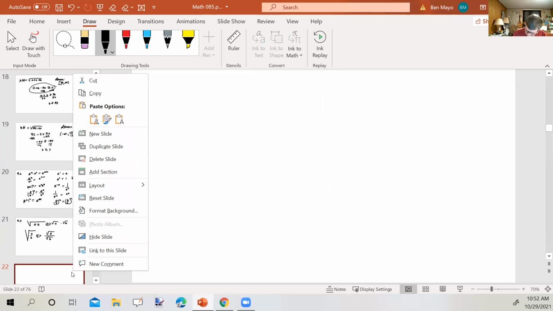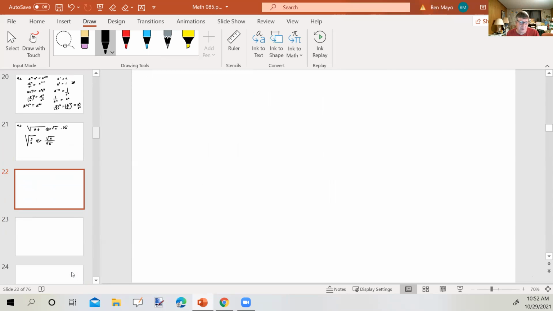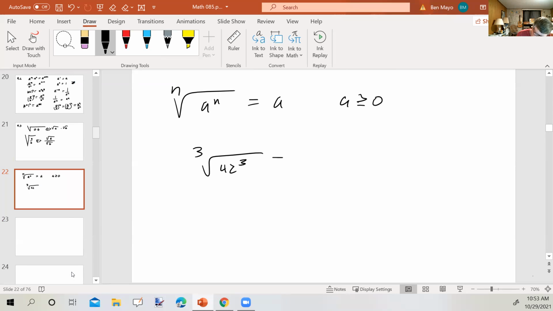Simplifying a radical doesn't necessarily mean the answer looks nicer. It means we've kicked everything outside of the radical that we can. And we use this fact: the nth root of a to the n equals a if a is greater than or equal to 0. So if I've got the third root of 42 to the third power, that's 42. Because if I went the long way, that would be 42 to the 3/3, which is 42 to the 1, which is 42. So I can just go straight there, as long as the base is positive.